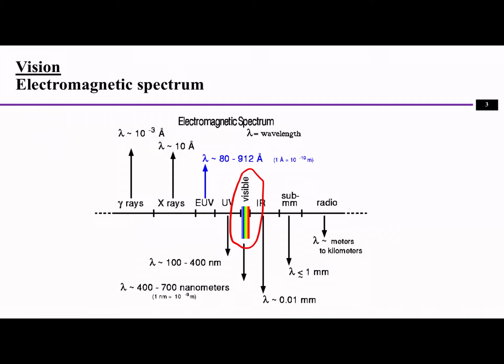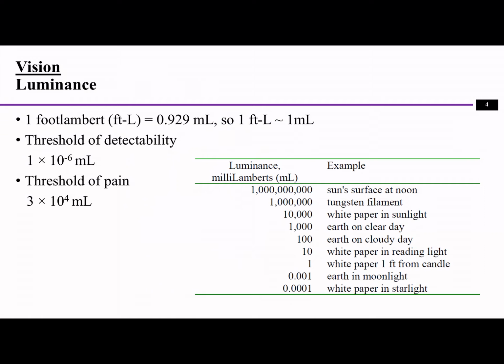When we talk about vision, first we need to look at the electromagnetic spectrum. There are different wavelengths, and what is visible to our human eyes is actually very limited. It's only about 400 to 700 nanometers in wavelength. So we need to acknowledge that there are a lot of wavelengths that we cannot see, and our human eyes have certain limitations. And one concept is luminance.